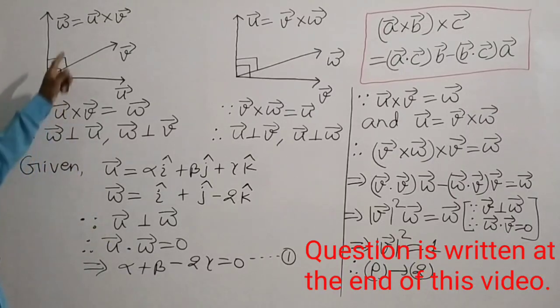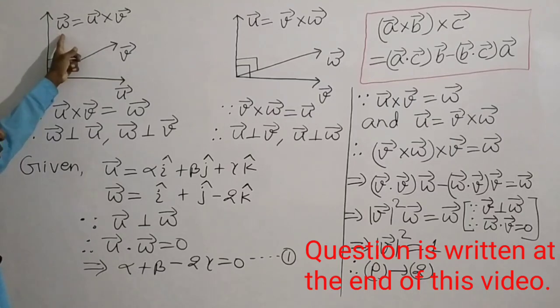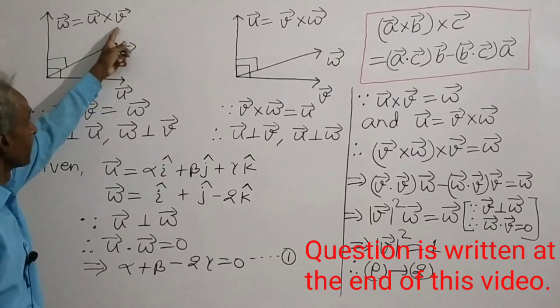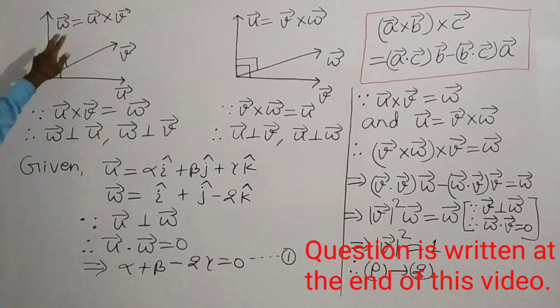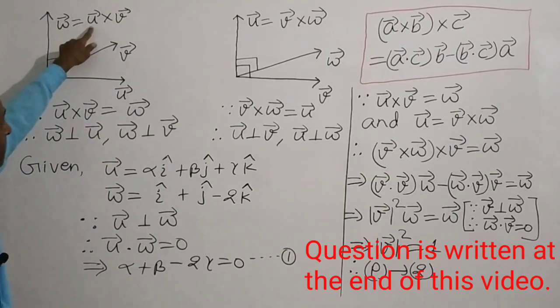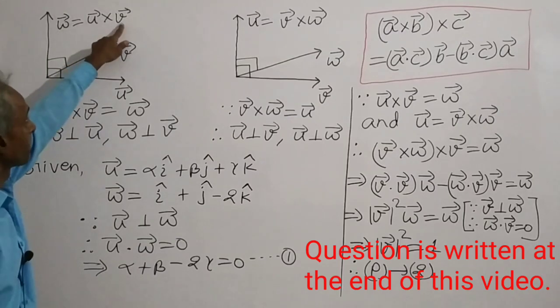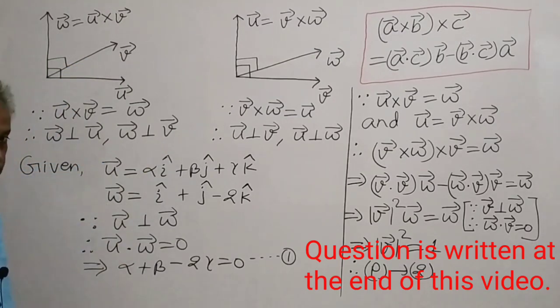It is given in the question that vector W is equal to vector U cross vector V. Therefore, vector W will be perpendicular to vector U and vector W will be perpendicular to vector V.